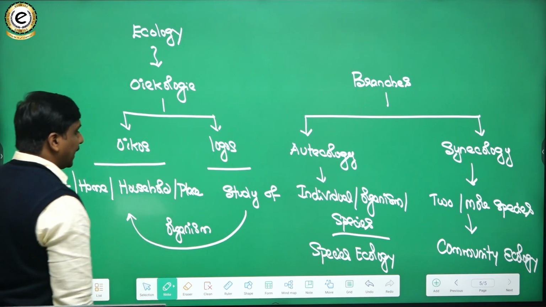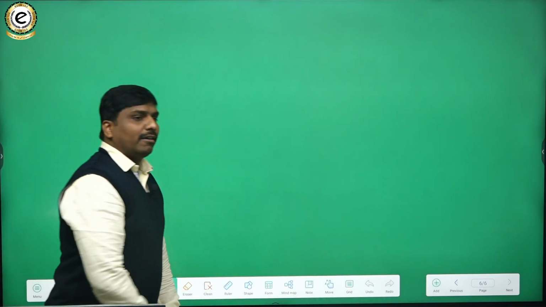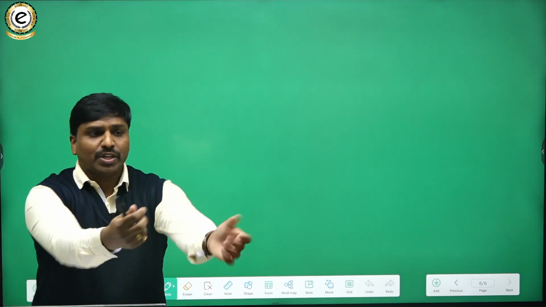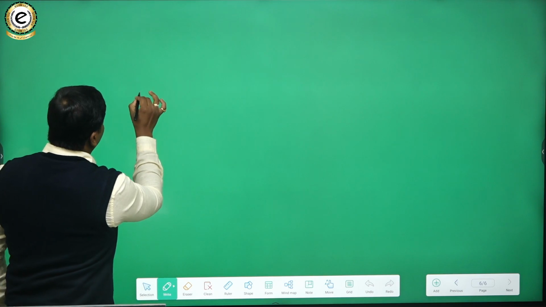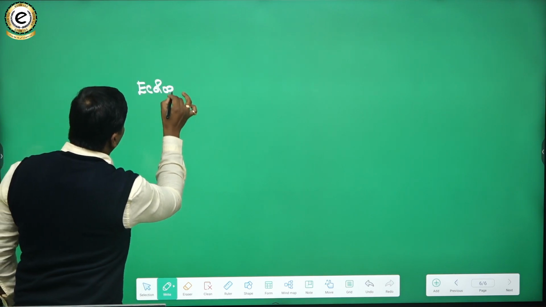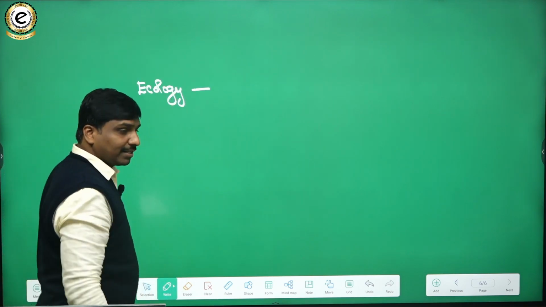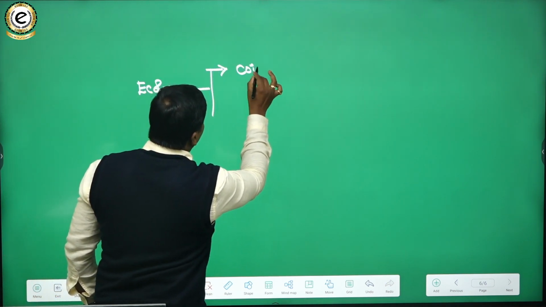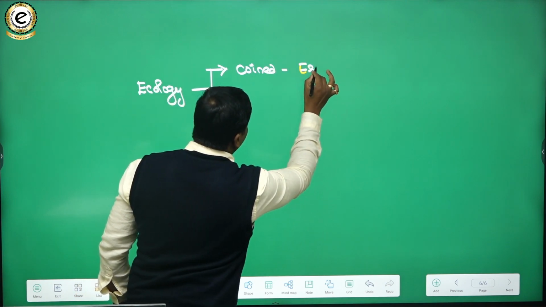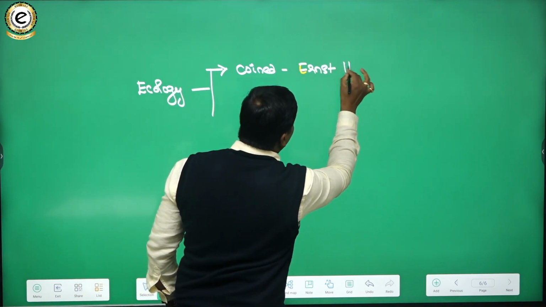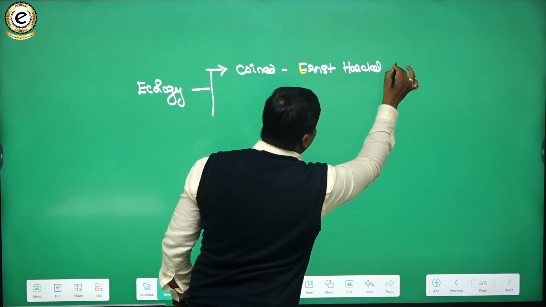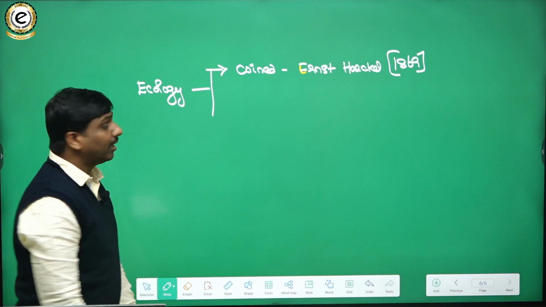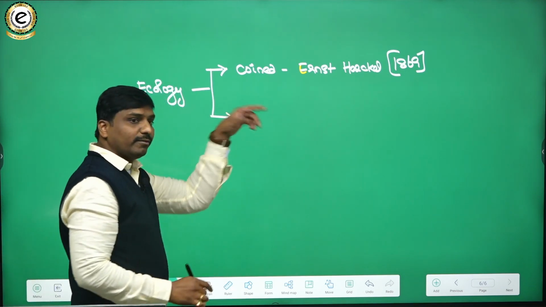Okay. So then there are some basic facts related to ecology. When we talk about the term ecology, who coined the term ecology? Yes, good. The term ecology was coined by Ernst Haeckel. When did he coin it? It is in 1869. In the year 1869, Ernst Haeckel, a German biologist, coined the word ecology.